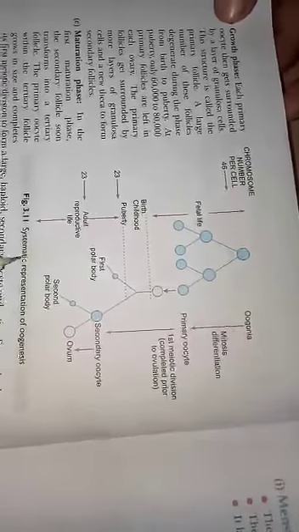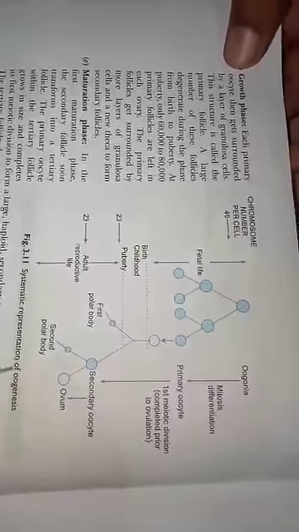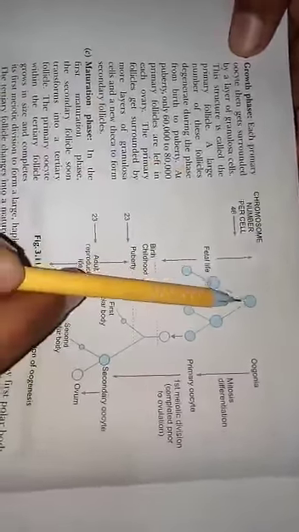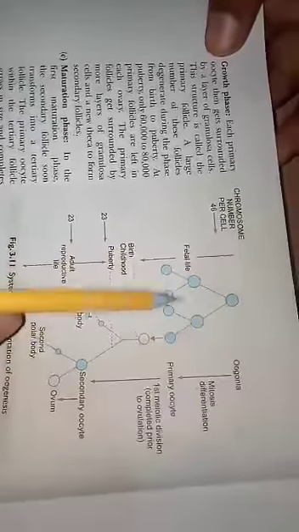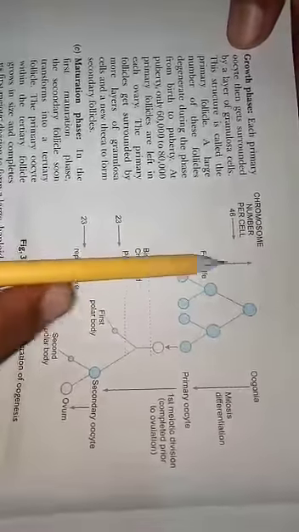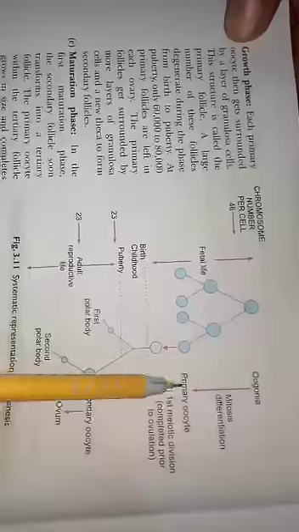As you can see in this figure, this is the schematic representation of oogenesis, in which this is the oogonia cell, in which the chromosome number per cell is 46, which gets divided mitotically. And this is the fetal life of the cell, in which they form primary oocyte cells.